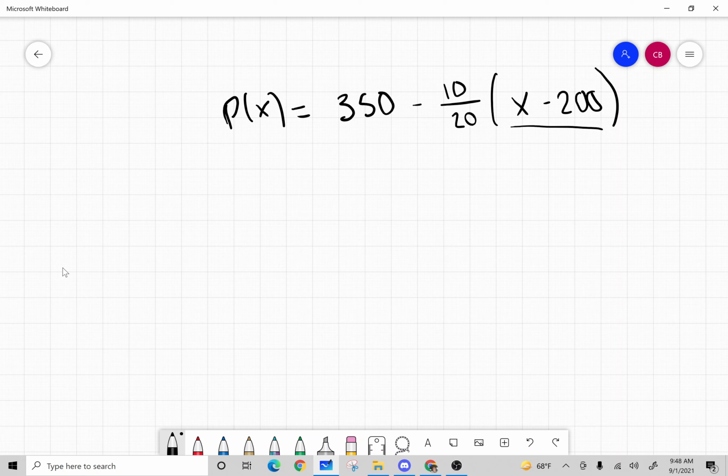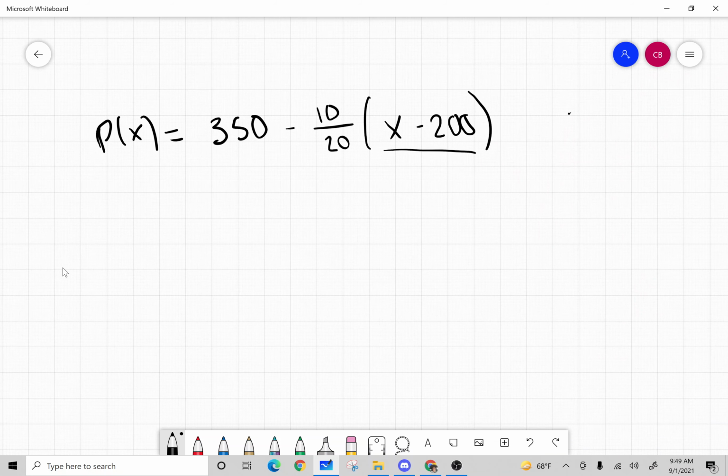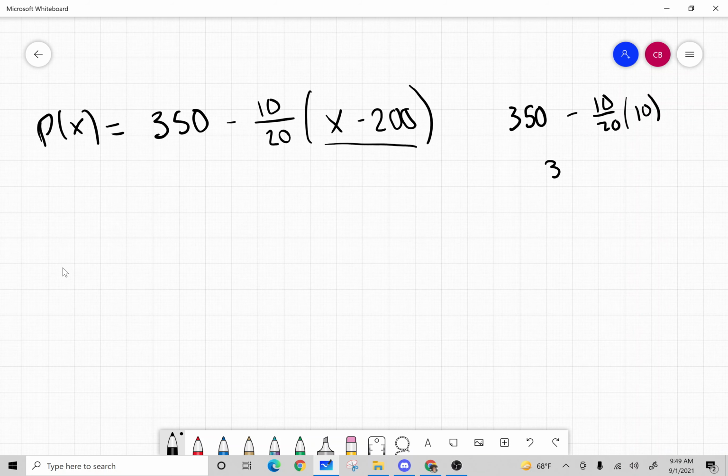And so then they sell 10 more, then they're at 210, and then 210 minus 200 is 10. So I'm just thinking about this. If we've got 350 and they sold 210, so minus 10 over 20, they sold 210, that's 10. So then 350 minus 5 is P of X. That's their demand function.